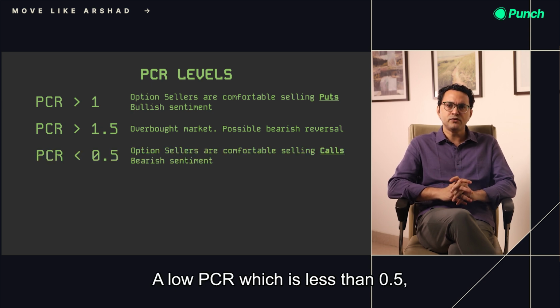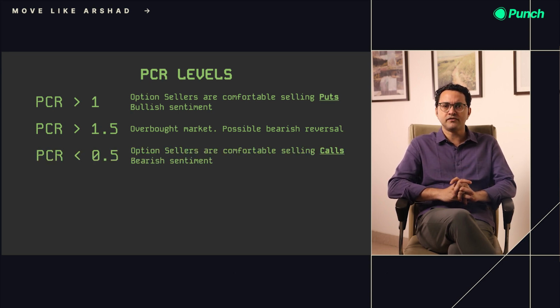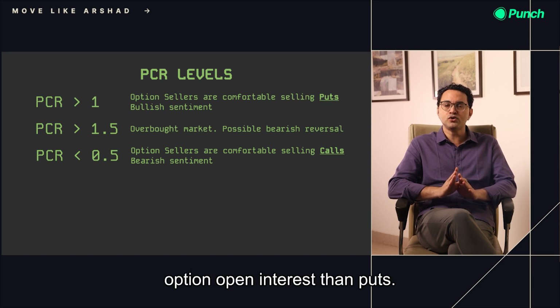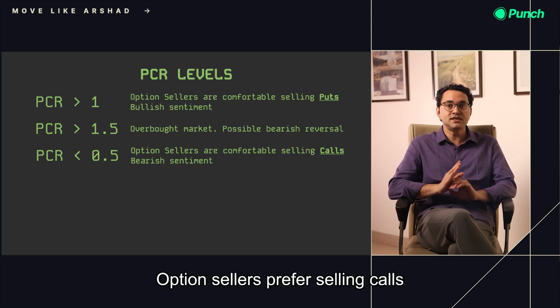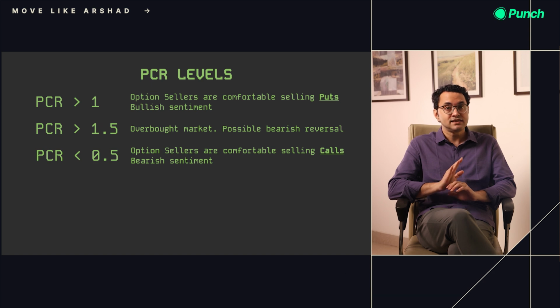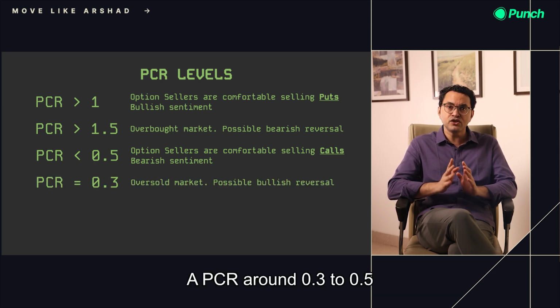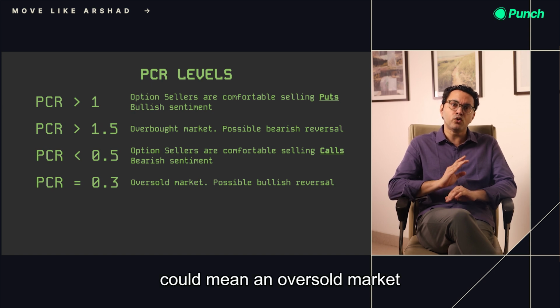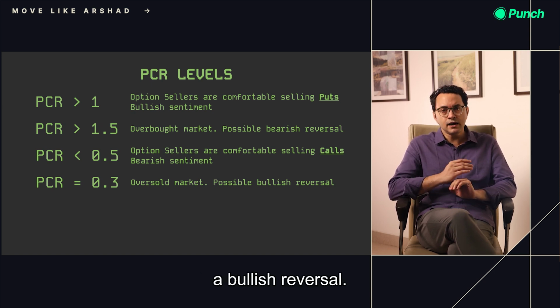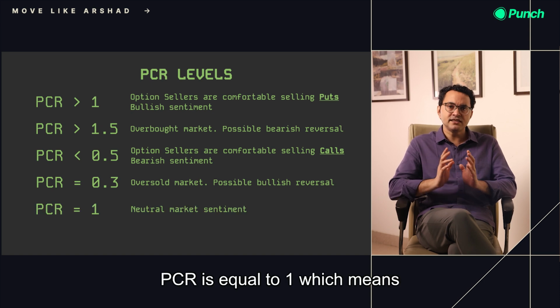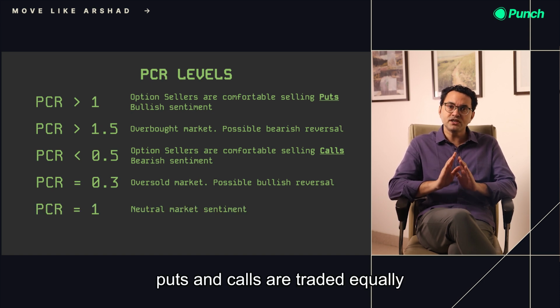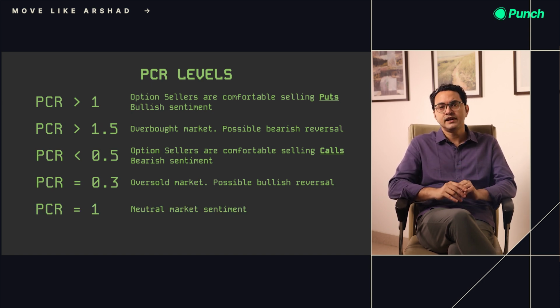A low PCR, which is less than 0.5, means there's more call option open interest than puts. Option sellers prefer selling calls, signaling bearish sentiment. A PCR around 0.3 to 0.5 could mean an oversold market, suggesting a bullish reversal. A PCR equal to 1 means puts and calls are traded equally, indicating a neutral market sentiment.